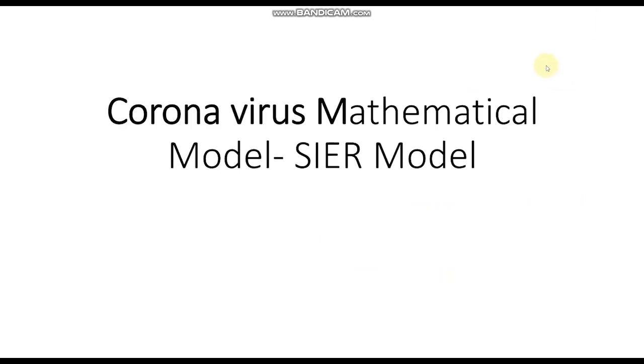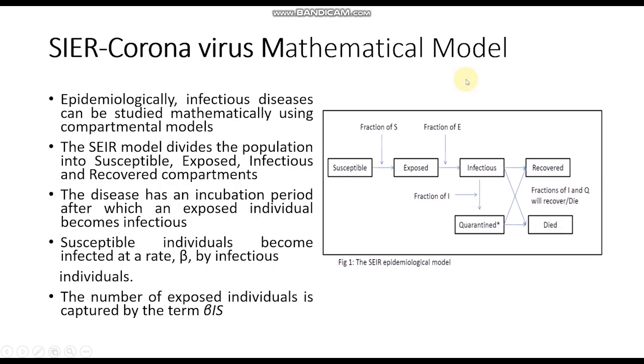In this video, we are going to discuss a mathematical model called the SIR model in order to model the dynamic spreading of coronavirus. The SIR model is a statistical model, also called a compartment model. Epidemiologically, any infectious or spreading disease can be modeled and analyzed mathematically using a compartment model.